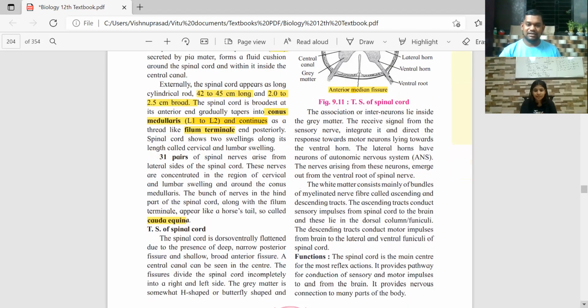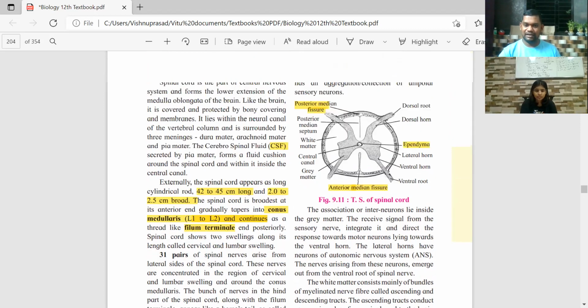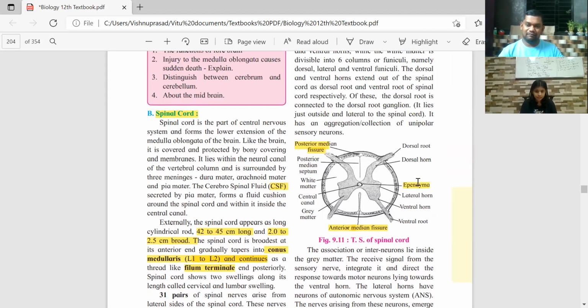If you see the transverse section of the spinal cord, you remember in the brain, from the cerebrum up to the cerebellum, there was gray matter outside and white matter inside. Onwards, it is the reverse. The cerebellum is the point where there is a transition. From the medulla oblongata onwards, it is white matter outside and gray matter inside, and the same continues down in the spinal cord also.